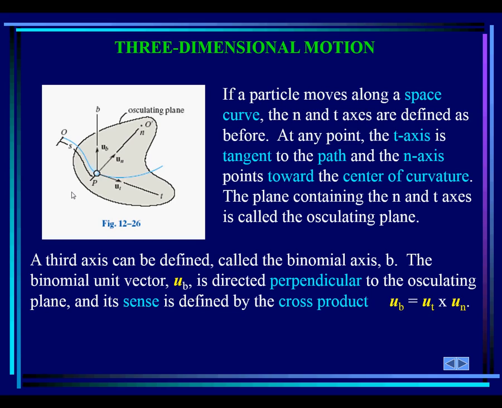The third axis is called the binormal axis, and it has the unit vector ub, and is directed perpendicular to the plane, and in this sense is defined as the cross product. Same thing as I was trying to tell you a moment ago on how the cross product comes in. So if you have a little difficulty with the cross product or the dot product, I really encourage you to review those concepts on your own.